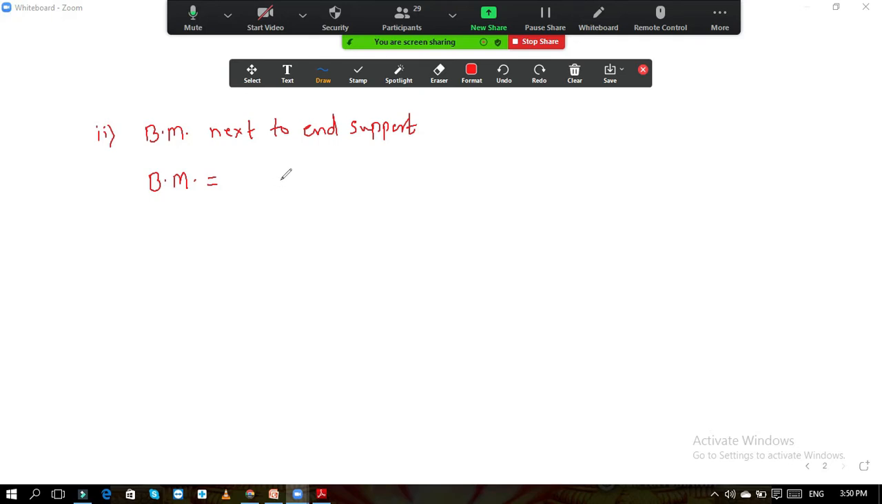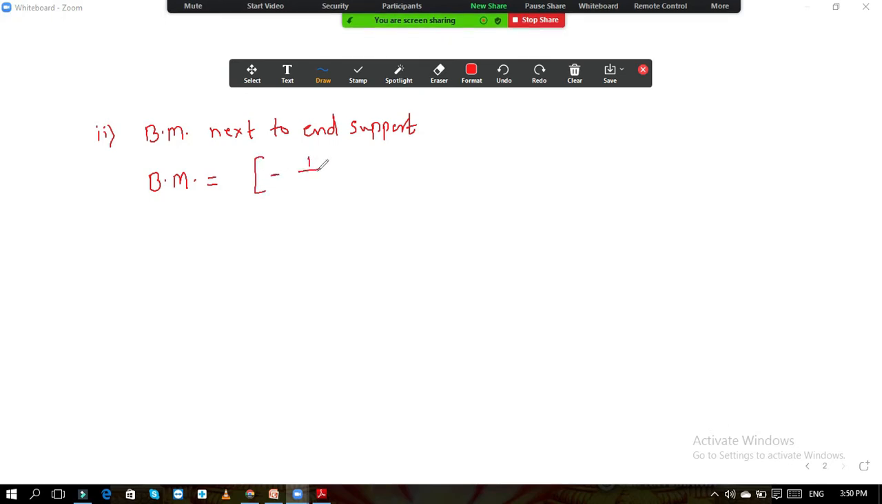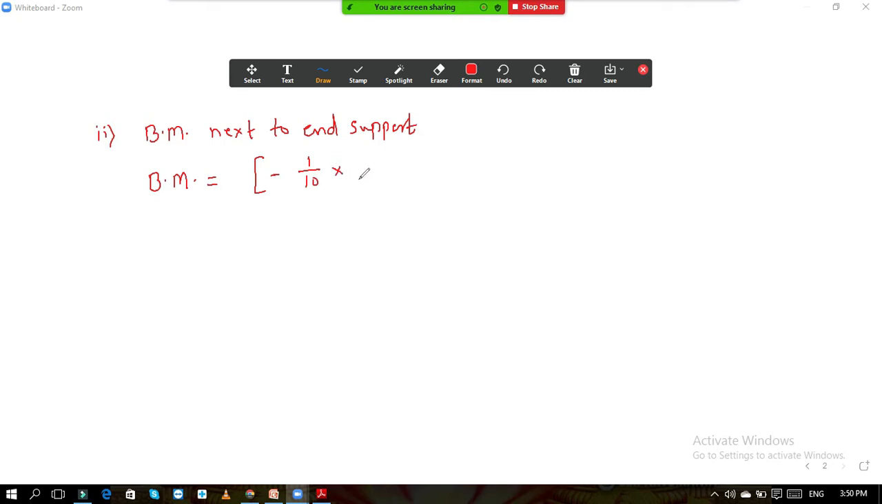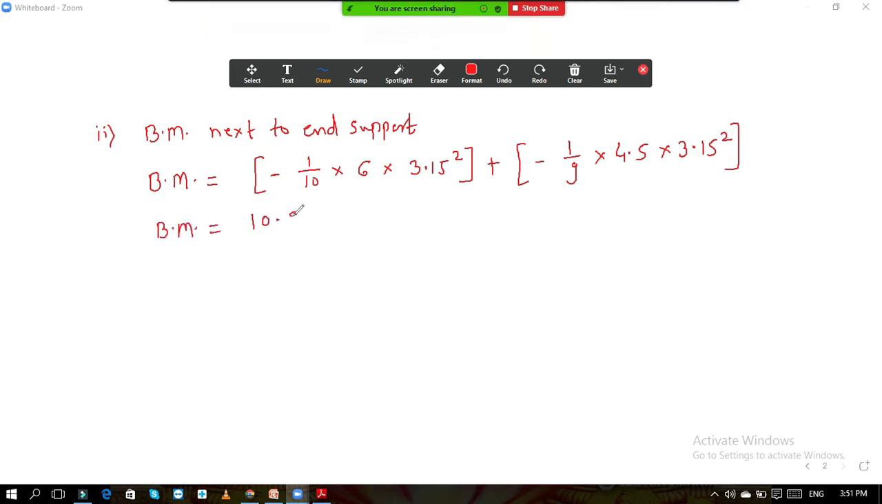Our coefficients are minus 1 by 10 into, now I will directly put the value. Minus 1 by 10 is for dead load. So dead load is 6 into our effective span 3.15 square, plus minus 1 by 9, the coefficient for live load, into our live load 4.5 into 3.15 square. Do the calculation and let me know the value of the bending moment. Okay, 10.91 kilonewton meter. This is the bending moment.